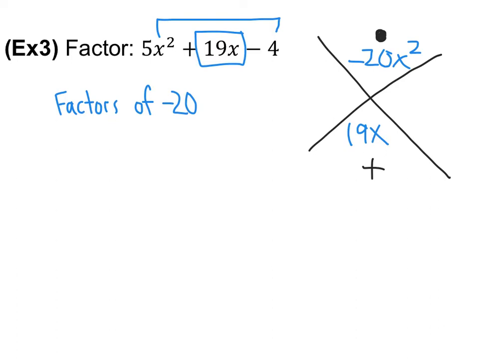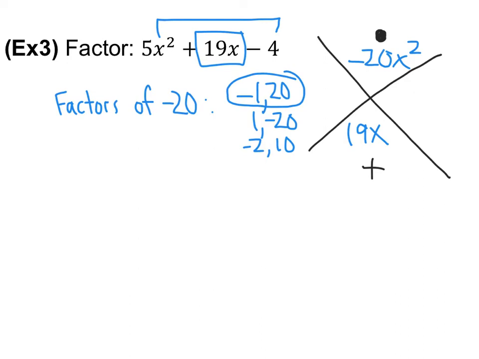That means one has to be negative, one has to be positive. Negative 1 and 20, 1 and negative 20, negative 2, and well, you know what? I'm going to stop right now because I already found my pair. The pair that multiplies to get negative 20 and adds to get a positive 19 is negative 1 and 20.